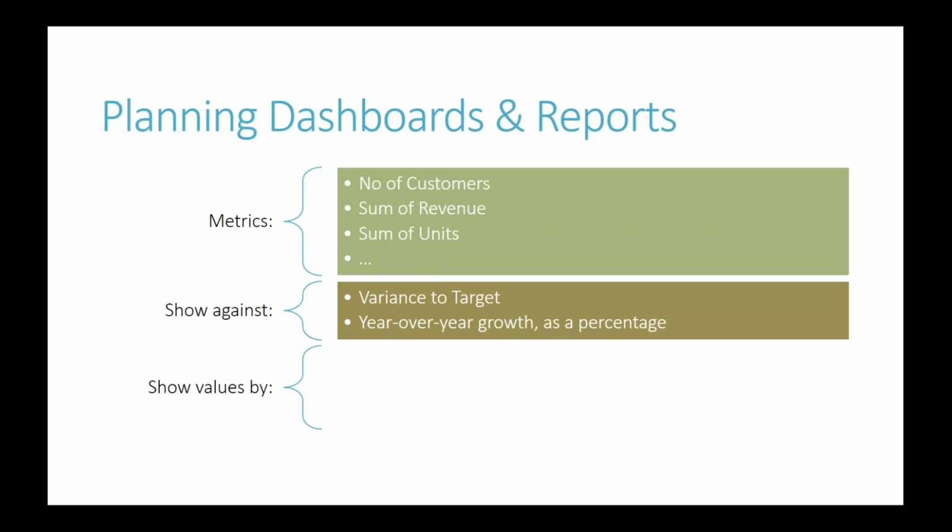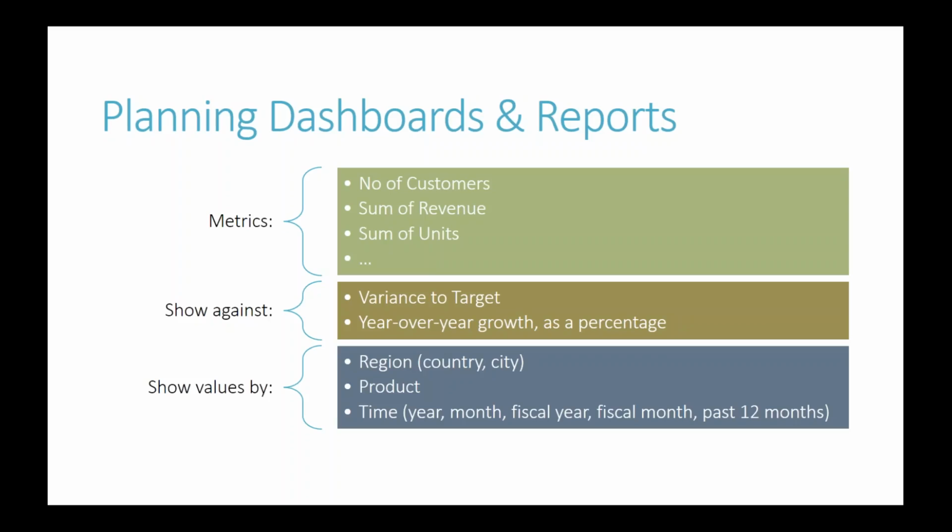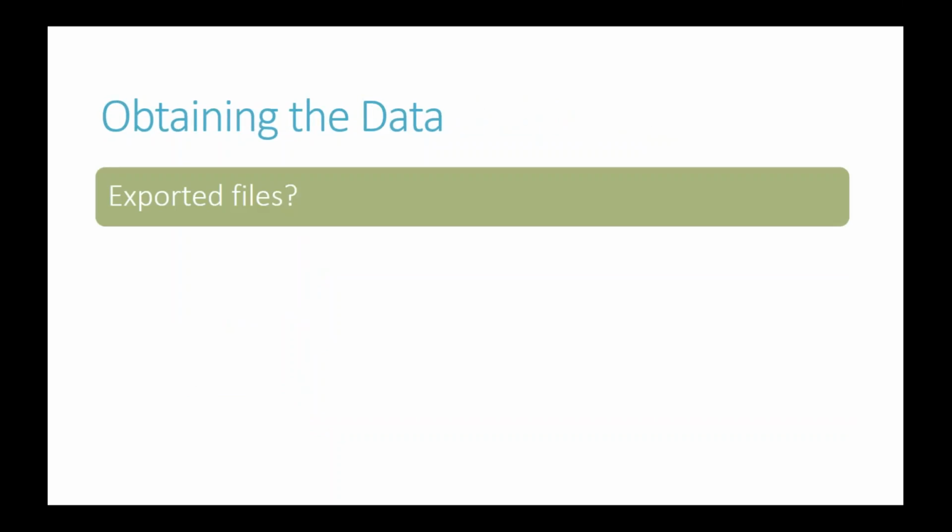So these are examples. And we might need to drill down the information or visualize it by region, country, city, for example, product, time, by year, by month, by quarter. Then we also need to know, are we talking about the calendar year or the fiscal year, and which periods would we like to have available. So these are all metrics that we need to think about. And we need to also materialize that in our data model.